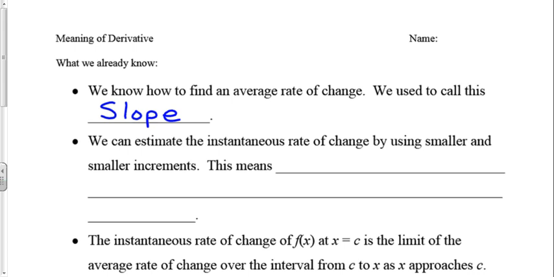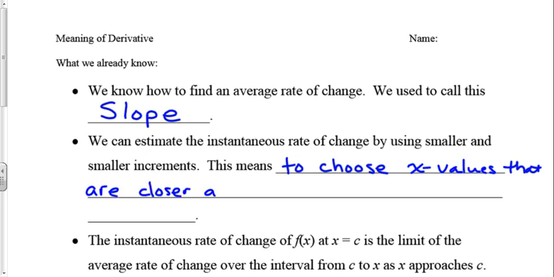And we can estimate the instantaneous rate of change by using smaller and smaller increments. And when I say smaller and smaller increments, what does that mean? Well, what it means is we are going to choose x values that are closer and closer together. Now, that also means that the y values are closer and closer together.